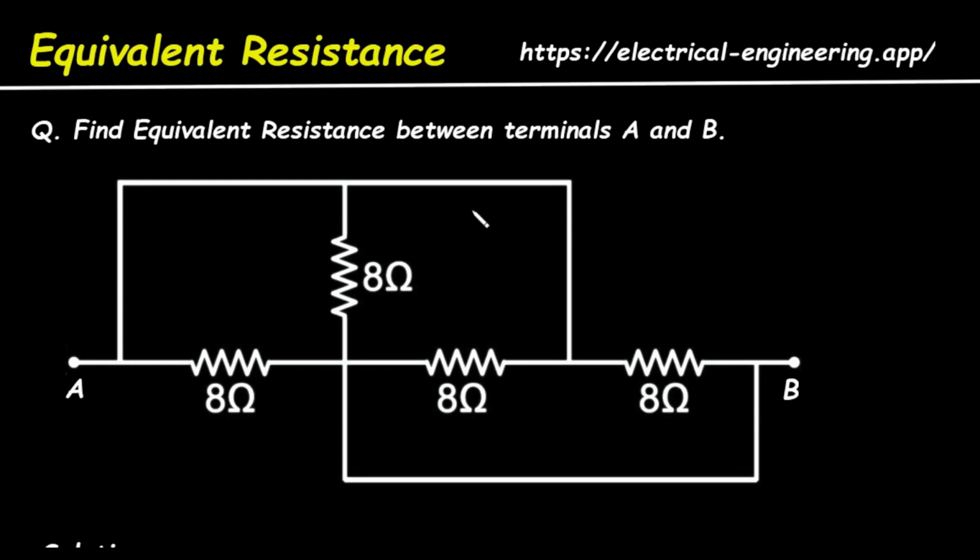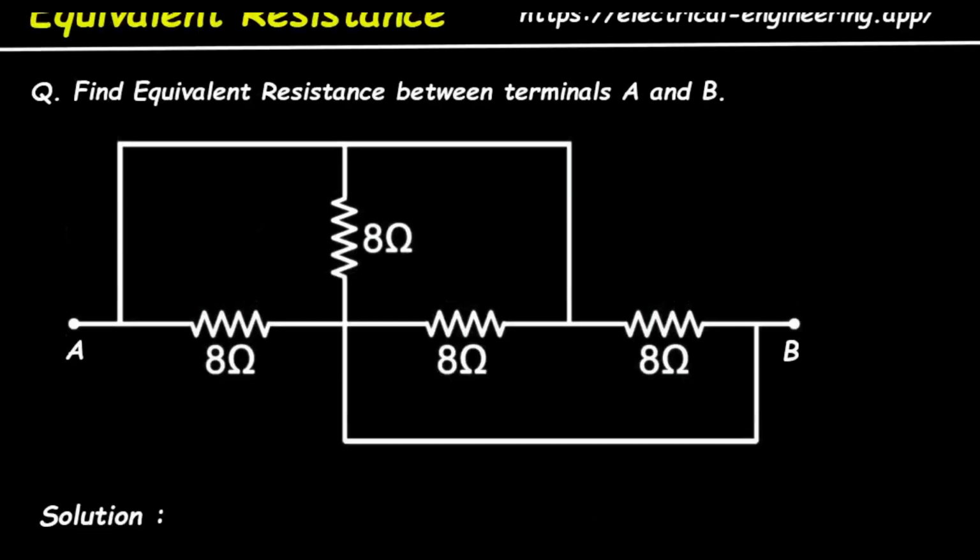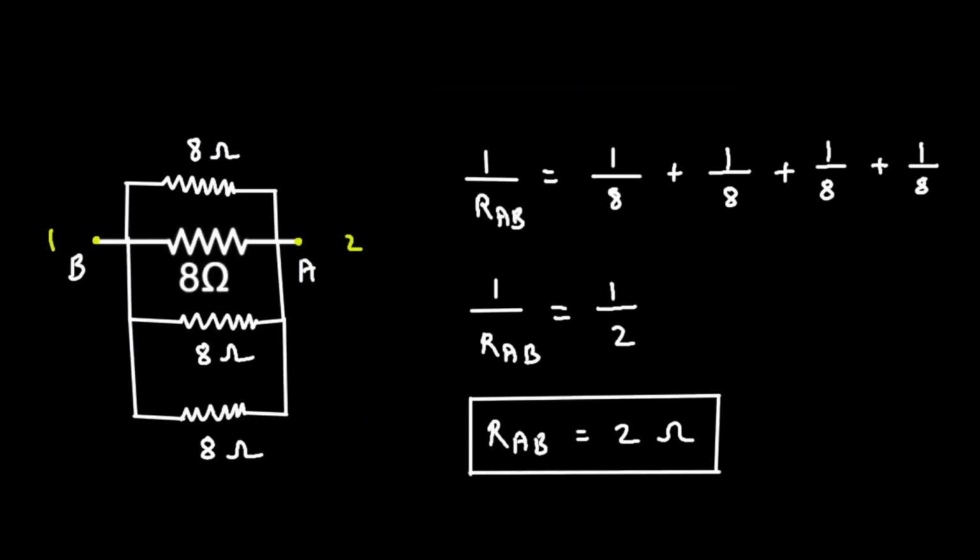Now this circuit might look complicated, but all the resistors are connected in parallel. So by solving this circuit, we get RAB is equal to 2 ohm.